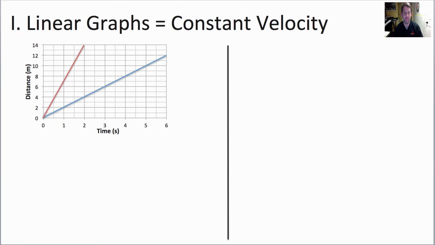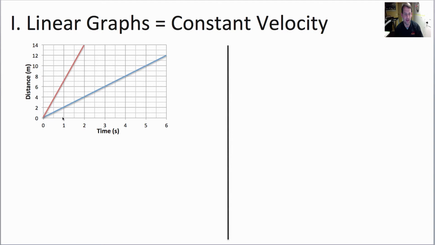Let's get started. So we've got a graph here of motion, and we have a red line and a blue line, and we can see that the red line is steeper than the blue line, and we want to try to figure out what that means. So to do that, we can take a look at what happens every second to the distance these things travel. So you can see, here's our time and our distance.